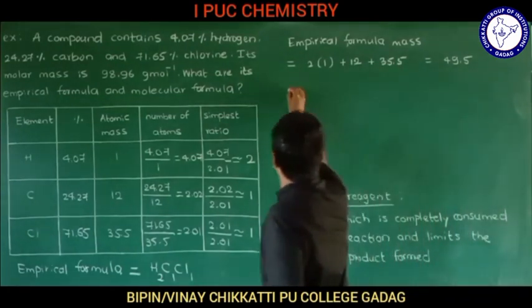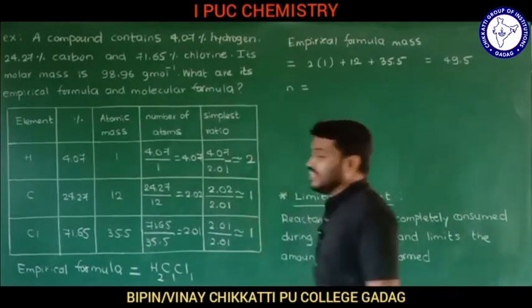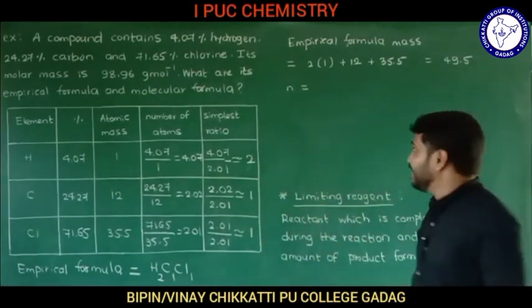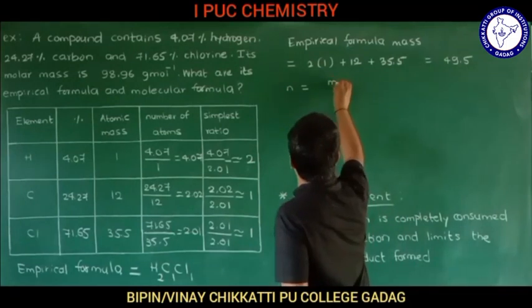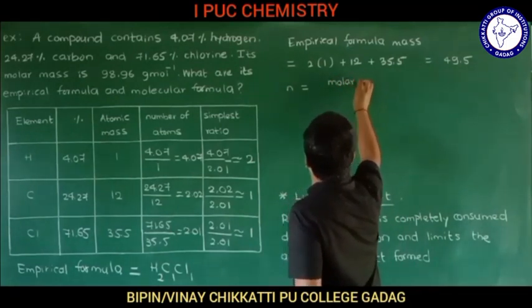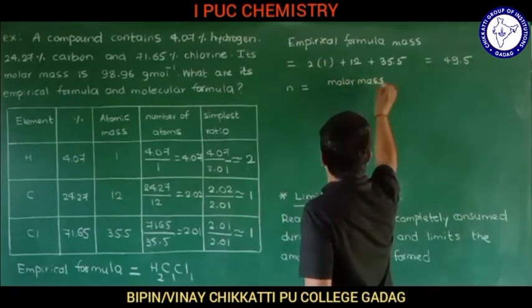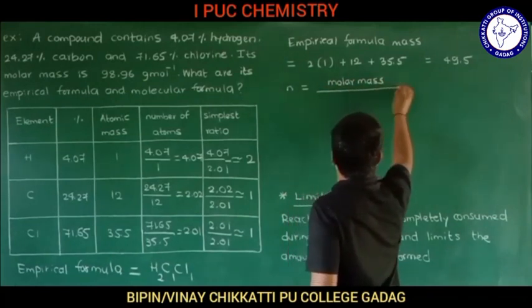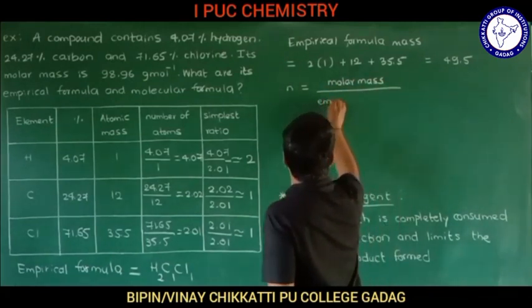Now we'll calculate what is the value of n. I told you already what is the formula for n. So what is the formula? n can be calculated by molar mass, or you can say molecular mass, divided by empirical formula mass.